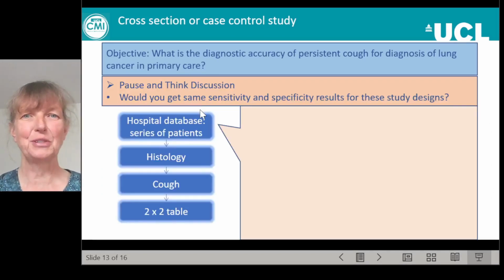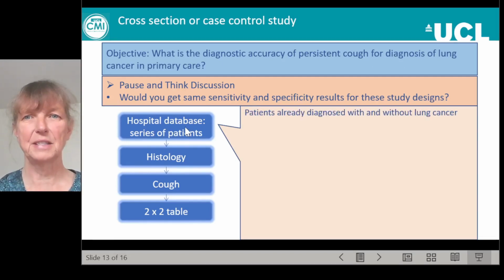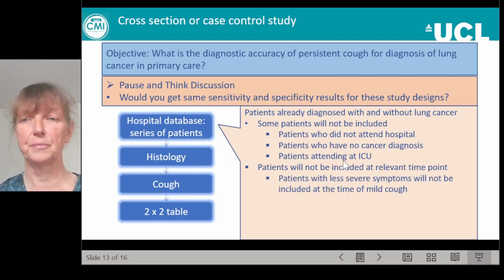Hi, so I hope you took the opportunity to pause and think about what might be going on in these two studies. So in this hospital database, we've got patients who are already diagnosed with and without lung cancer. So this is a case control study. And that means because of the way the data is collected, we may be missing patients. So we won't have included the patients who didn't attend hospital. We may be missing the patients who didn't have a cancer diagnosis. And we may also be missing patients who attended directly at ICU.